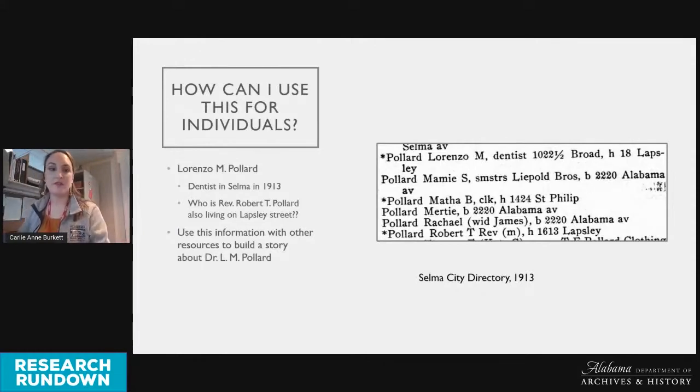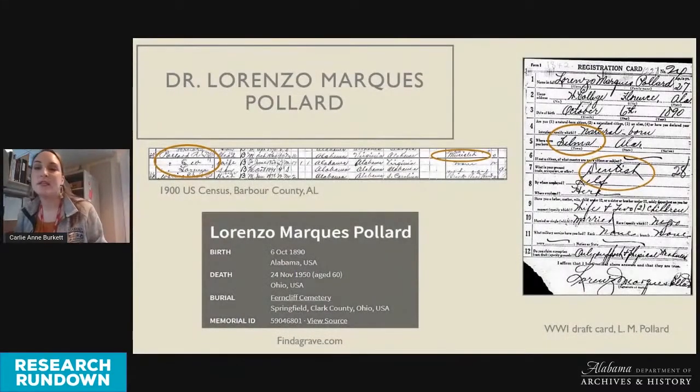And we also had the Reverend Robert T. Pollard, who I thought it was interesting that they are the same race and the same surname and living on the same street. Not in the same house, but they live on the same street. So I did some digging and I looked at census records and some other records, a World War I draft card and Find a Grave. And I was able to make some connections and find out more about Dr. Pollard. So I started first with census records.